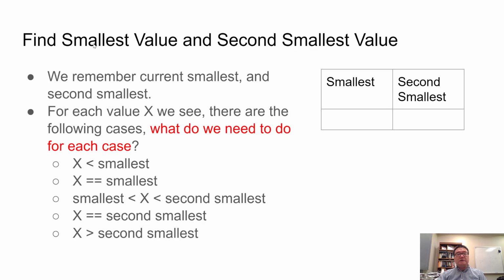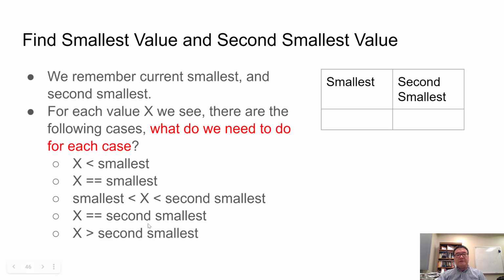Now, how do you find both the smallest value and the second smallest value? Since we are trying to find two, that means we need to remember two things. One for smallest, the other for second smallest. So let's say these are the cells that we store that, or basically these are two variables. Then for each new number we see, what do we need to update so that they will still contain the correct smallest value and the second smallest? What we do will depend on how x compares with these two numbers.